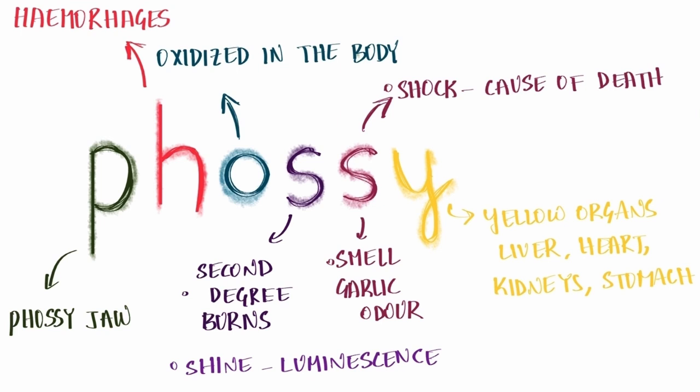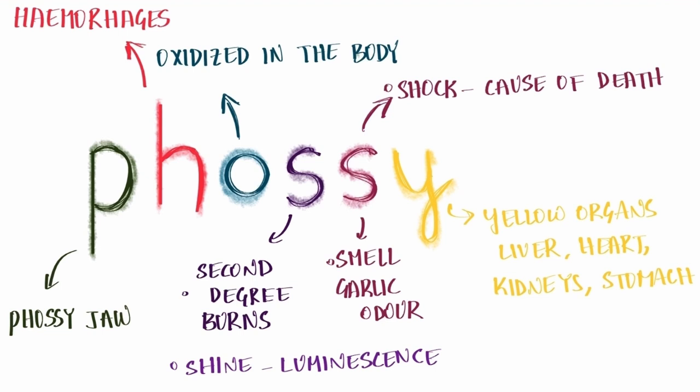And Y stands for yellow organs. So what happens in case of autopsy, you can see organs like stomach, liver, heart, kidneys will be turning yellow. The mucosal membranes will be corroded, inflamed, and also turning yellow. So you can see yellow organs here, right? So this is about PHOSSY.